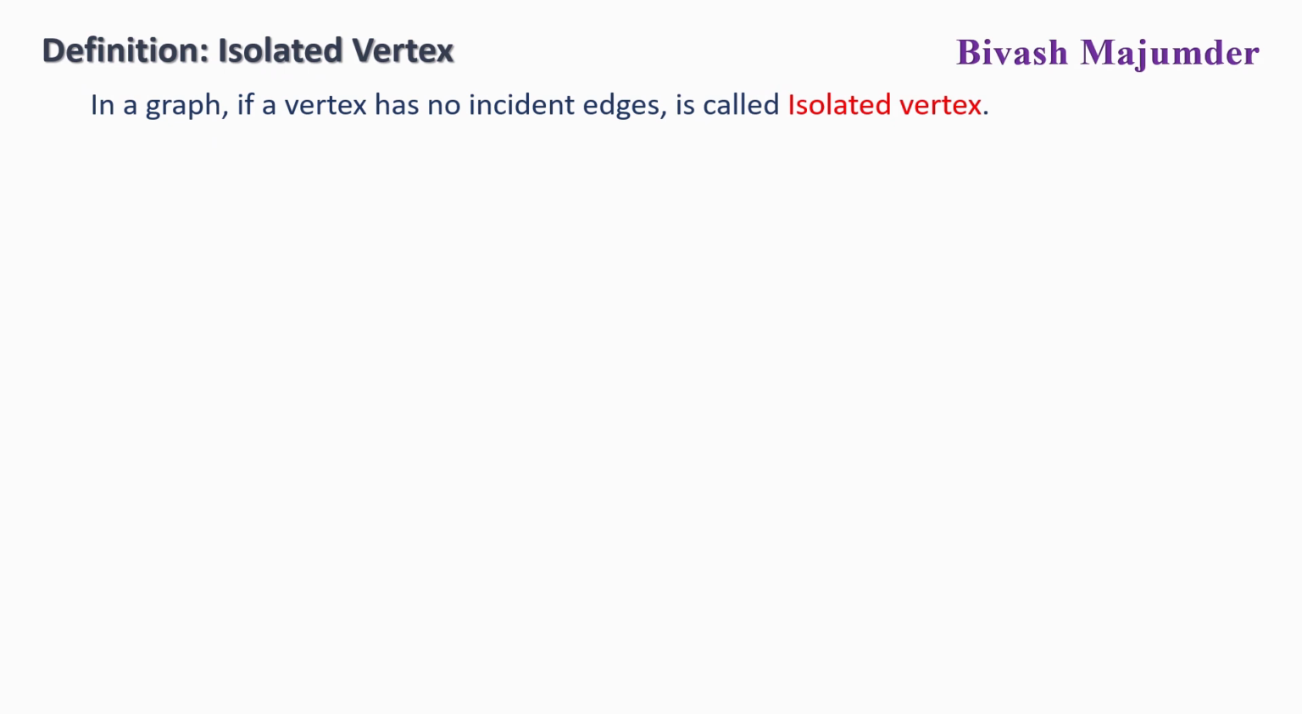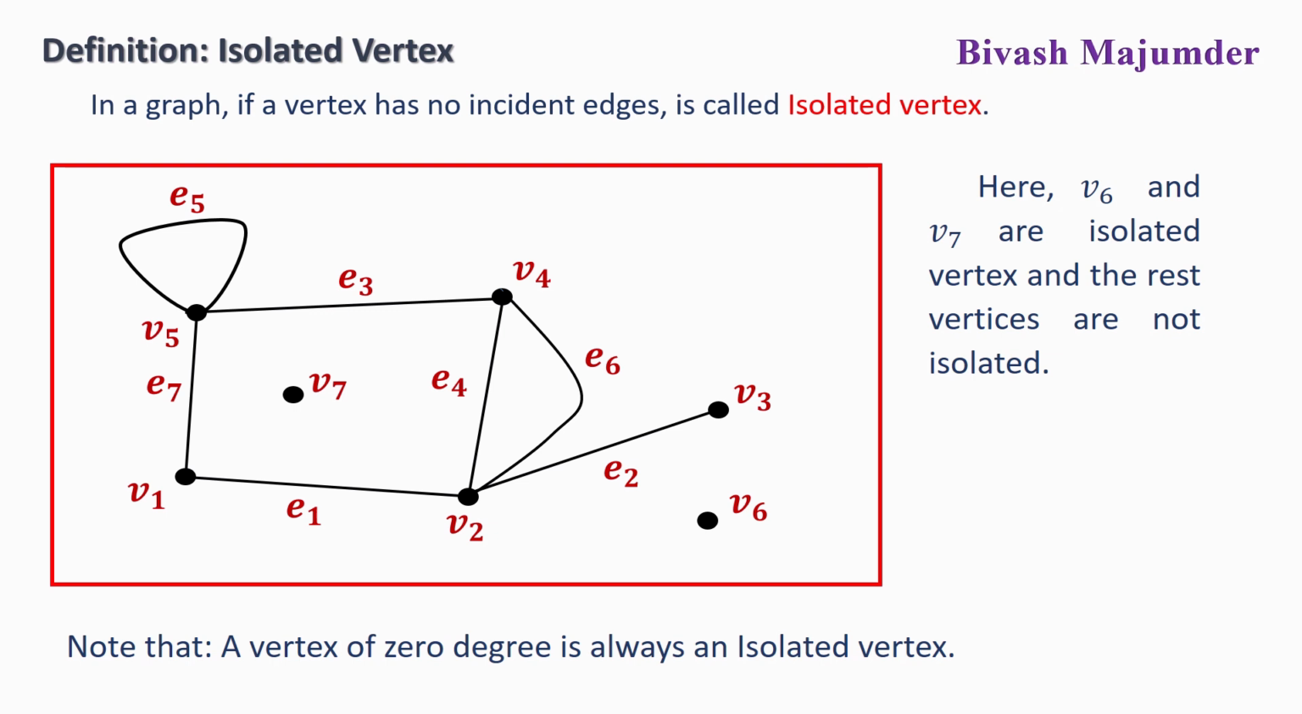Let us start with the definition of isolated vertex. In a graph, if a vertex has no incident edges, it is called an isolated vertex. In this graph, V6 and V7 are isolated vertices and the rest of the vertices are not isolated. Also note that a vertex of 0 degree is always an isolated vertex.